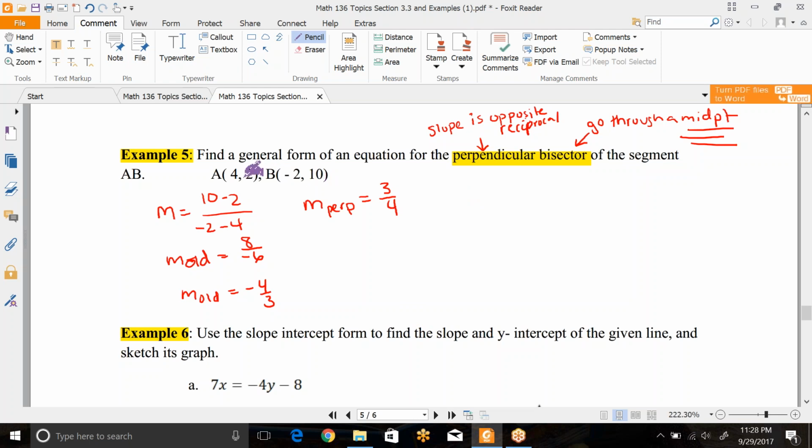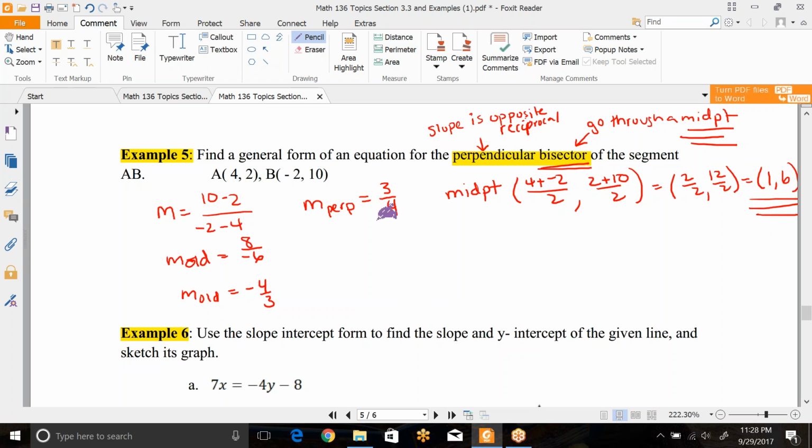Now I do not get to use either one of these points when I go to do point slope because I have to cross through the bisector. So I also need a midpoint. To find the midpoint, remember we add our x's, cut them in half. We add our y's, we cut them in half. This would be 2 over 2 and 12 over 2, so this reduces to 1 comma 6. So this is the point we use, and this is the slope we use.